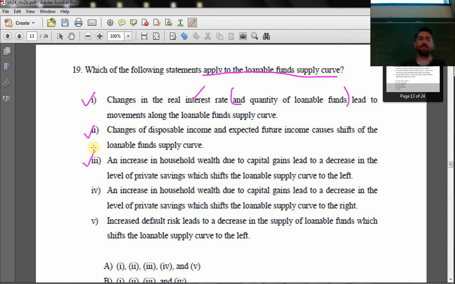Okay. So 1, 2, and 3, those are fine. Number 4. An increase in household wealth due to capital gains leads to a decrease in the level of private saving, which shifts the loanable funds supply curve to the right. So we're saying no, it's not going to be to the right. And then number 5, increased default risk leads to a decrease in the supply of loanable funds, which is shifted to the left. You happy with that?